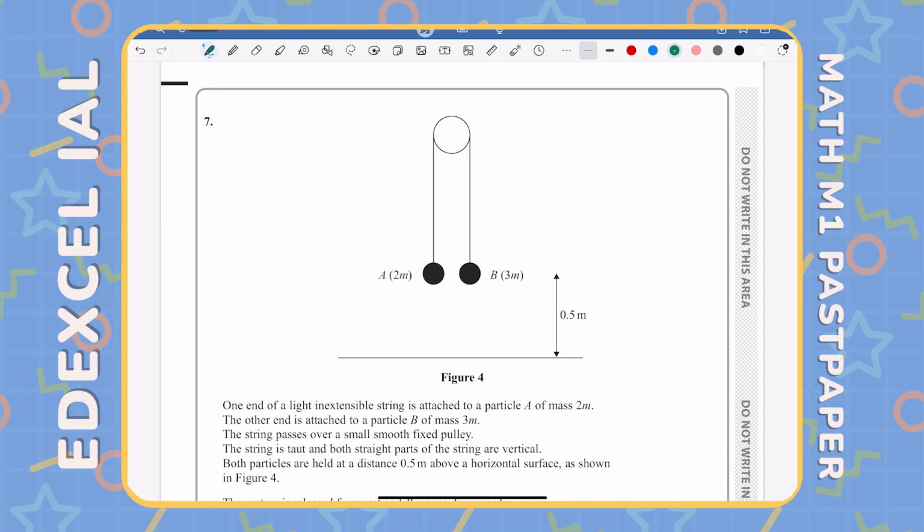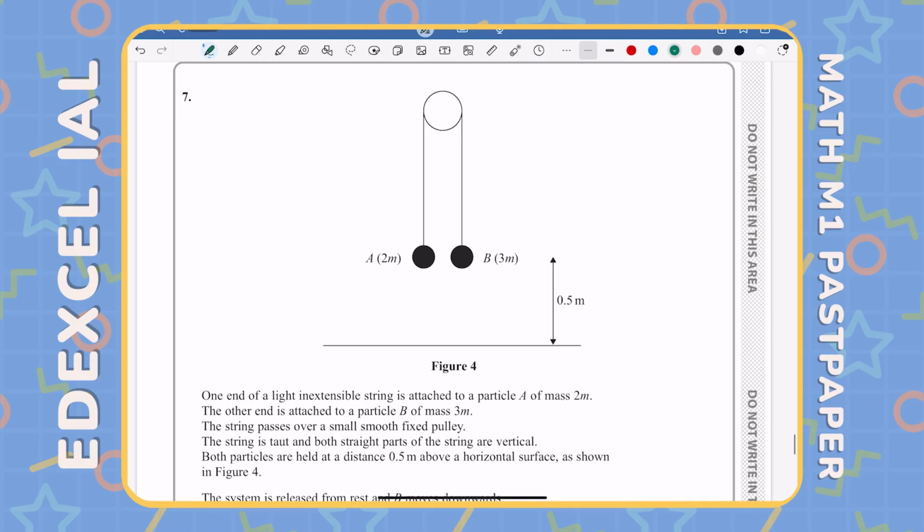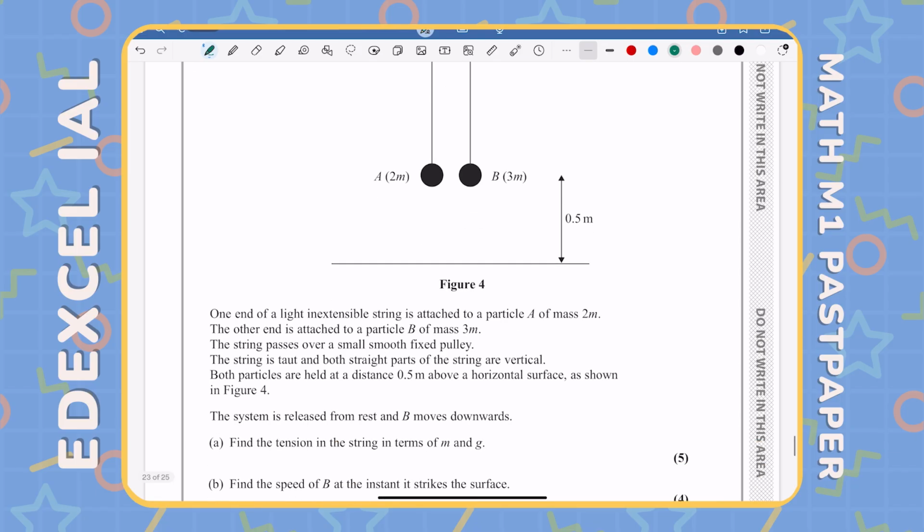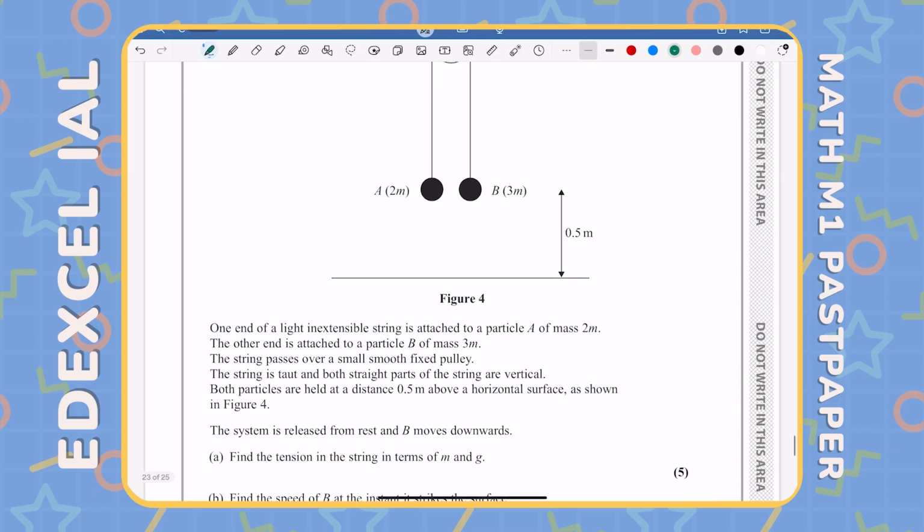Okay, now we're solving question number 7, the final question of this paper, which is a question about pulleys. Let's see what it says. One end of a light inextensible string is attached to a particle A of mass 2m. The other end is attached to a particle B of mass 3m. The string passes over a small, smooth, fixed pulley. The string is taut and both straight parts of the string are vertical.